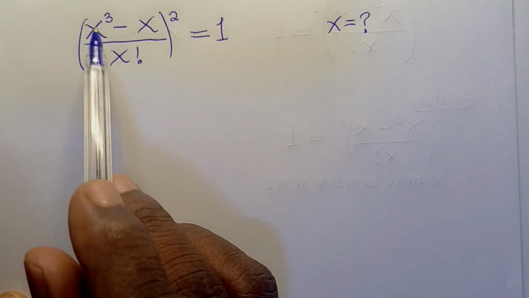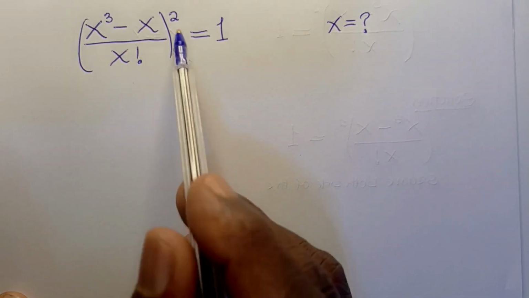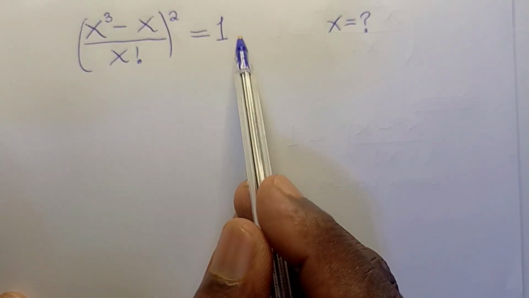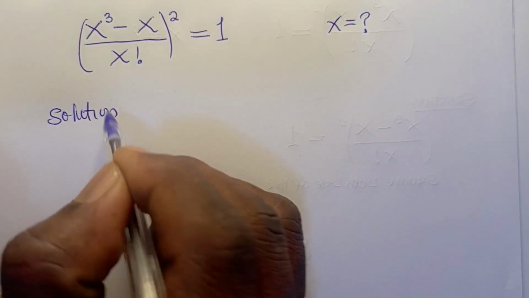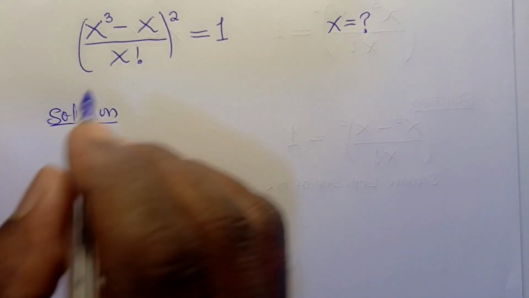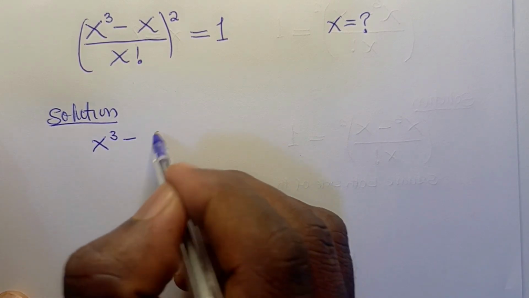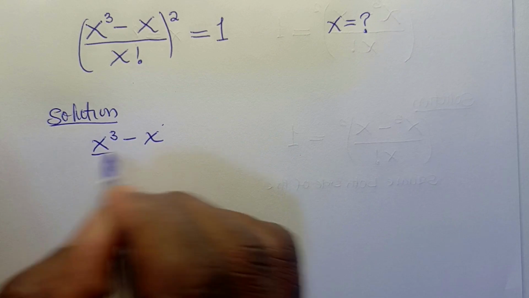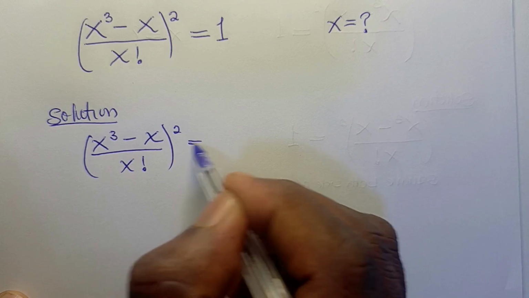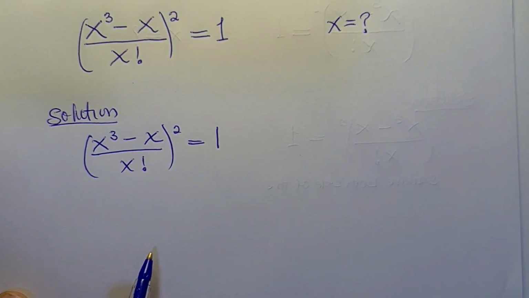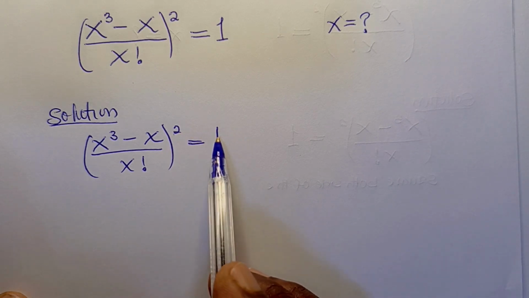Let's look at the solution to this equation. We have (x^3 minus x) all over x factorial, all squared, equals 1. We are going to rewrite the equation: x^3 minus x divided by x factorial, squared, equals 1. So we see that we have a square here and it equals 1.